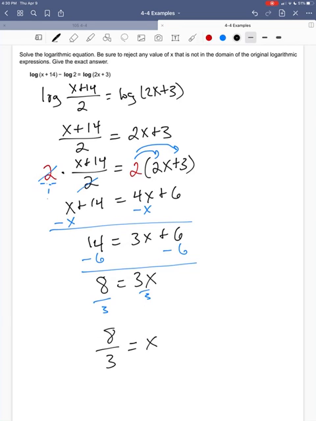What I need to do then is just check to make sure that this doesn't give me a negative inside any of the logarithms. Well, 8/3 plus 14, that's going to be positive. 2 is definitely positive. 2 times 8/3 plus 3, I don't know what it is, but it's definitely positive. So I don't have any trouble, and this would be my solution.